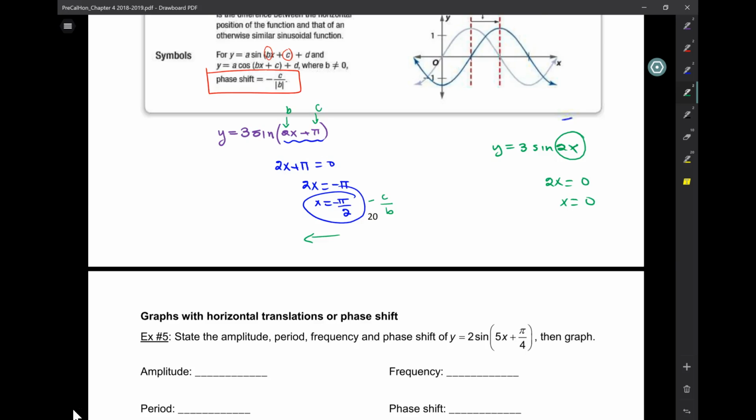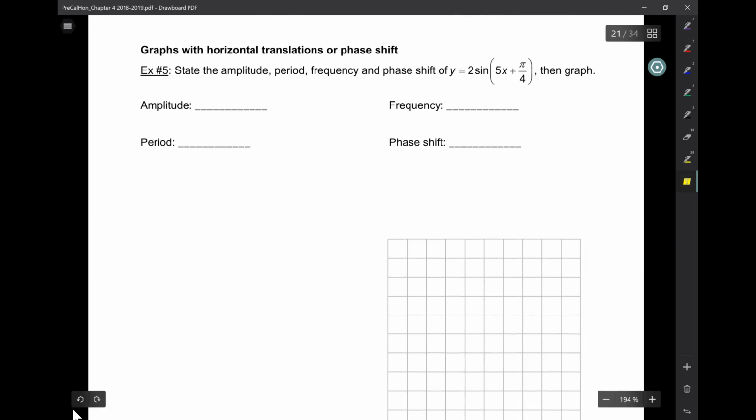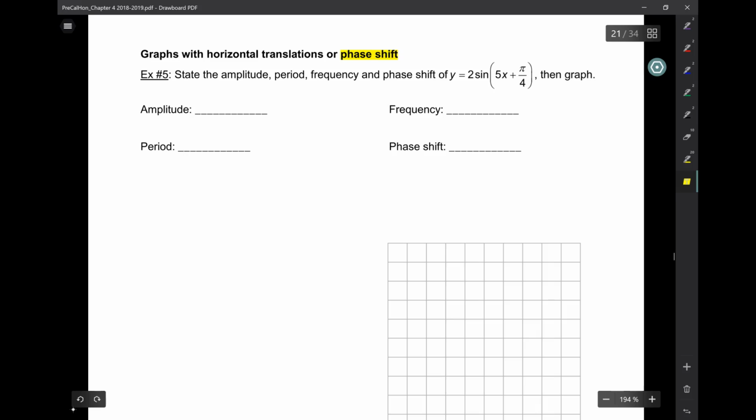All right? Okay, so let's try to graph some with a phase shift. Here what we're going to do is state the amplitude, the period, the frequency, and all that stuff. So let's just start. How much is the period of this function here? The amplitude is 2. And the period is 2 pi over 5. That's it. The frequency, you don't have to do any work for the frequency. Just take the reciprocal, 5 over 2 pi.